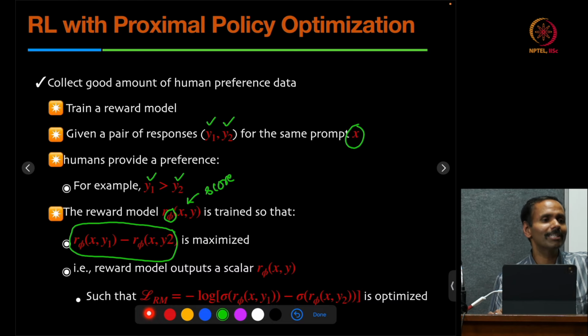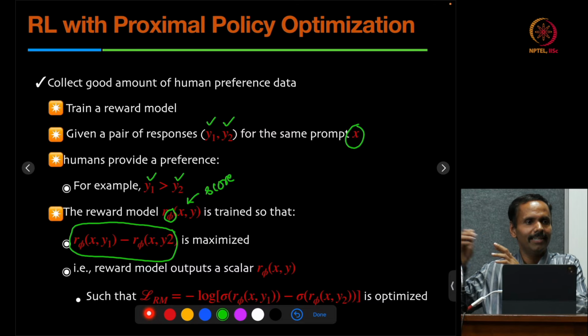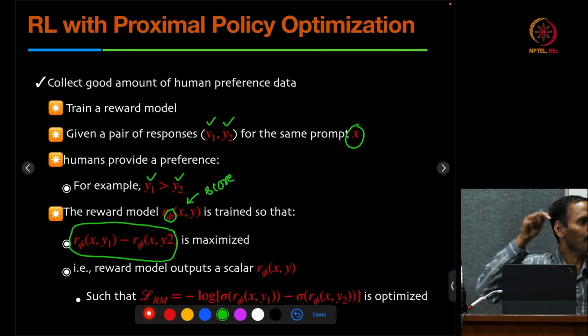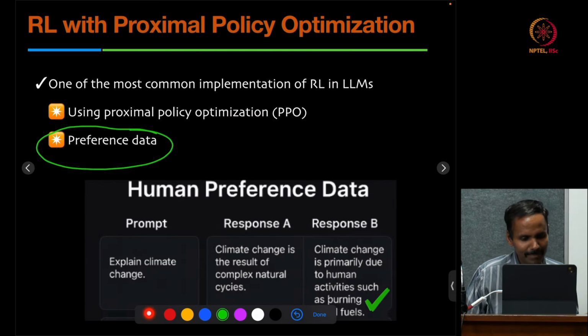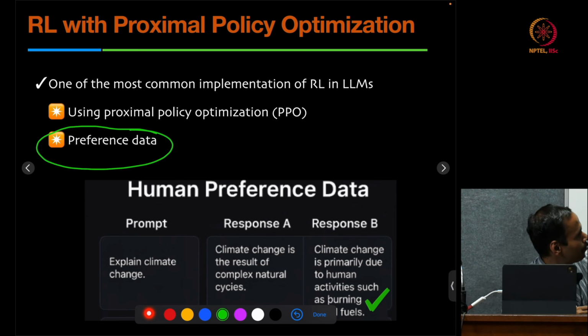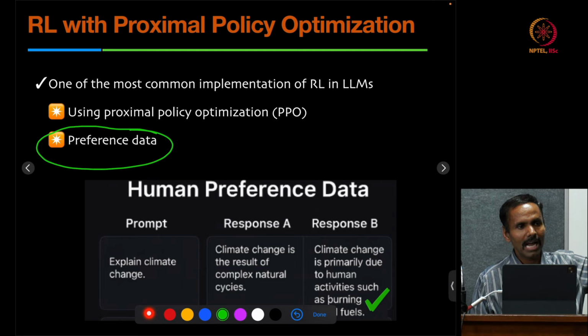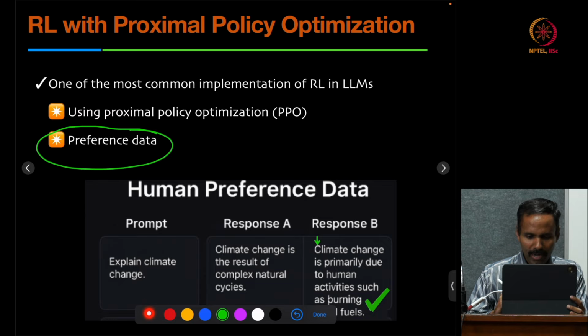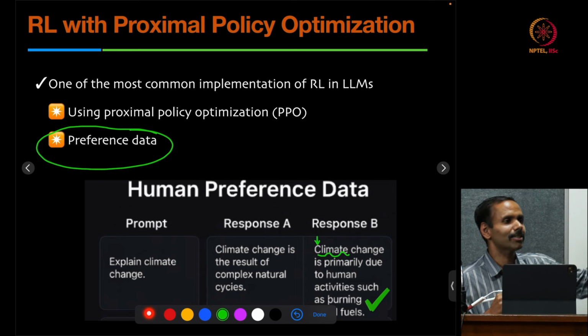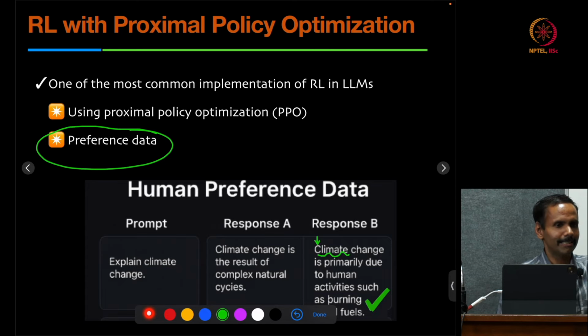When I do supervised fine tuning, I am expecting that there is an answer for every output. Let me just emphasize this. Suppose I give the prompt "explain climate change." When I do supervised fine tuning, I want the first token of the output to be "climate." The next token I want it to be optimized to be "change." This is the loss you are giving.